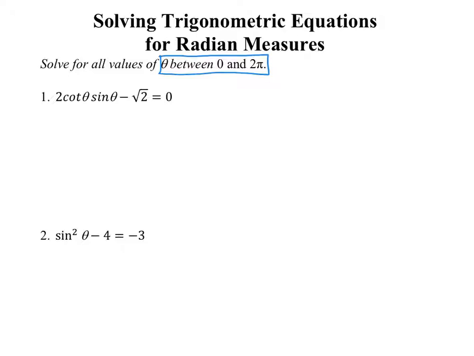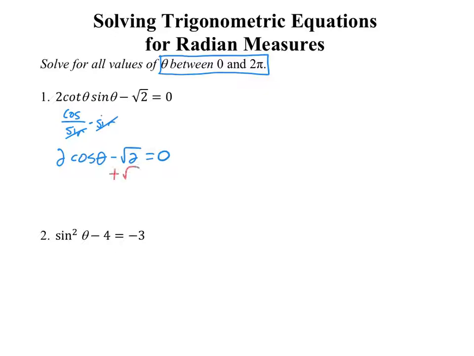We want to simplify that. We need to try and get that to a single trig function if possible. Since cotangent is cosine over sine, and you multiply it by sine, those will cancel. You're going to have 2 cosine theta minus the square root of 2 equals 0. Right? Cotangent times sine will simplify to just cosine theta. So now we've got a single trig function here we can work with.